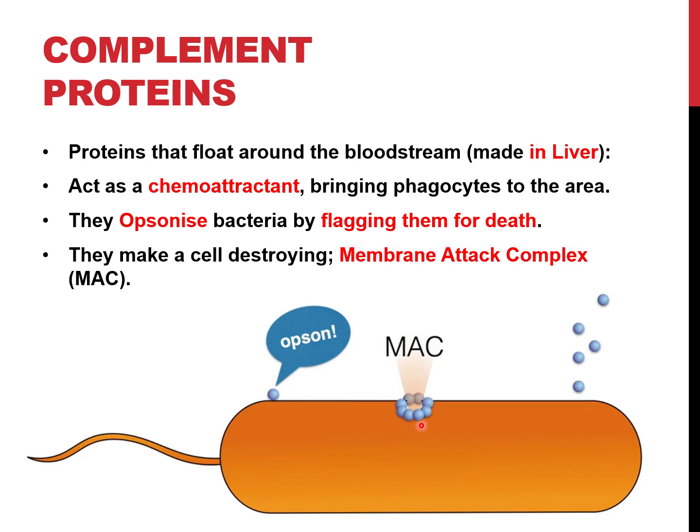And they can also make an MAC complex, which essentially breaks down the plasma membrane of this bacterium, and the cellular contents leak out. And once that leaks out, all right, the bacteria dies. All right, no good. So complement proteins are really important too. They are a really underappreciated and under-remembered protein in the immune system. Okay, so interferons and complement proteins very important too.